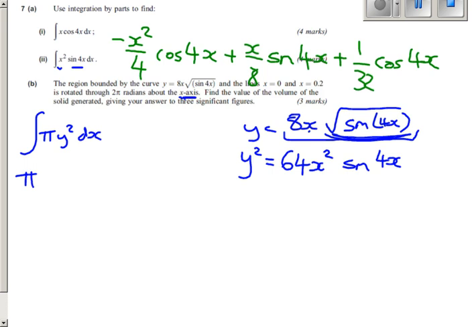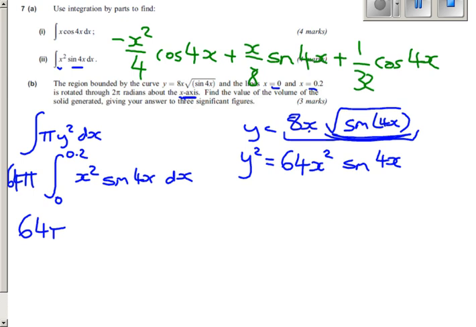Let's take the 64 out as well. 64 pi, the integral from 0 to 0.2 of x squared sine of 4x dx. So we've got 64 pi, and we know what this thing integrates to give because we did it earlier.